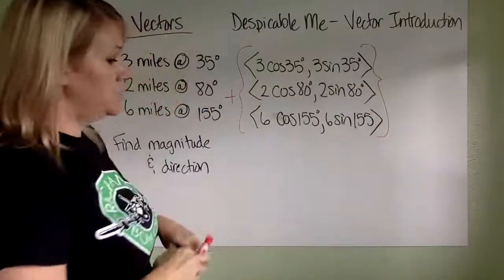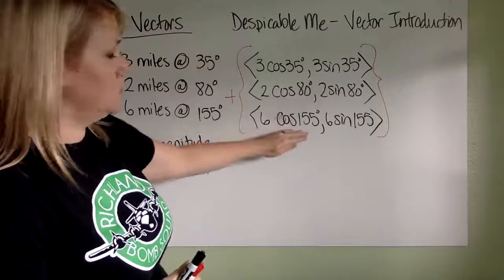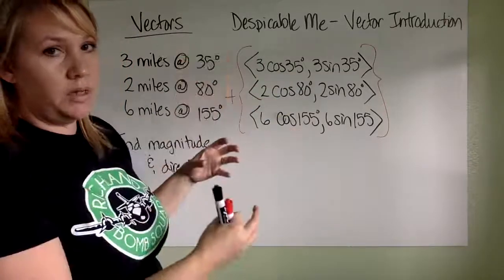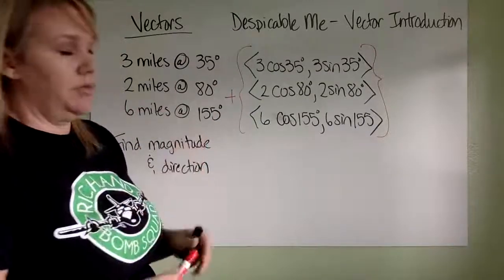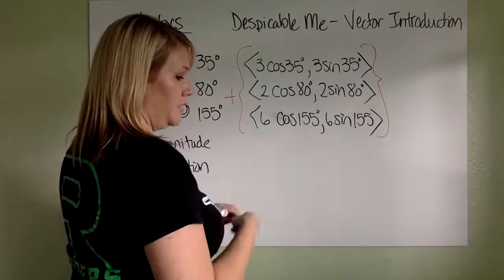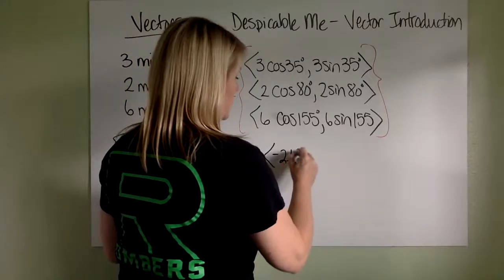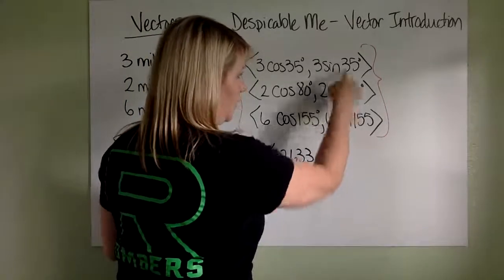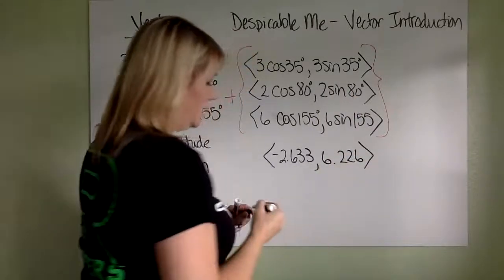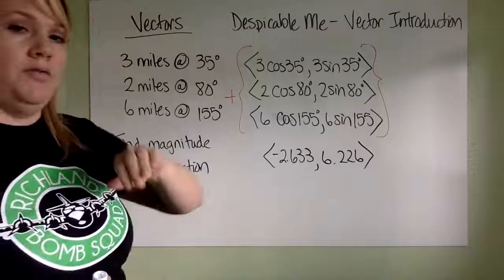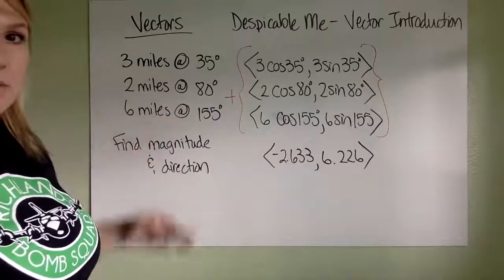Now, I recommend that you just type it in like this: 3 cosine 35 plus 2 cosine 80 plus 6 cosine 155, and type that in one long calculation. Be sure to close parentheses around each angle, since the calculator will give you the open parentheses automatically. So what do we get? We should get negative 2.633. And then when you add those three together, you should get 6.226.